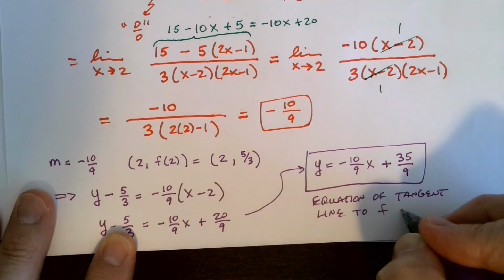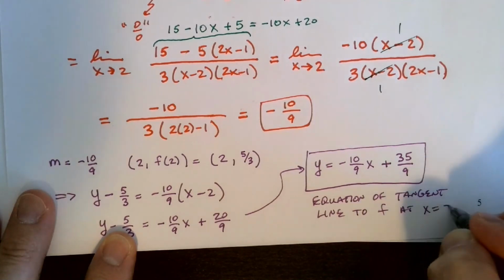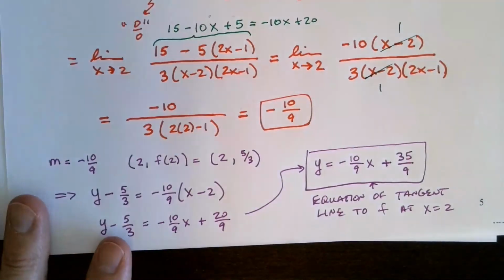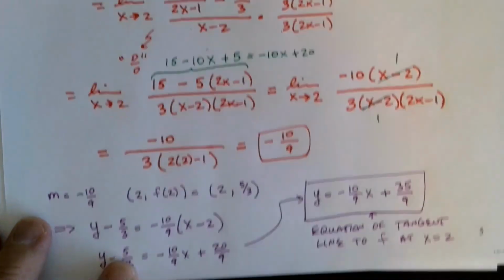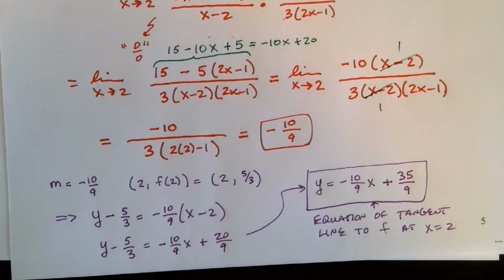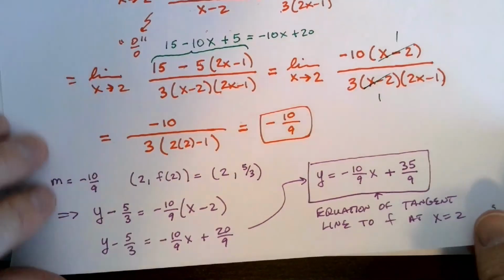To the function f at x equal 2. Again, you can check graphically like we did in the previous example and confirm does that actually look tangent to the original function at x equal 2.